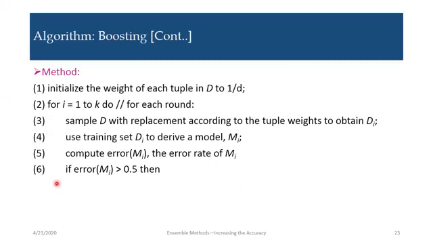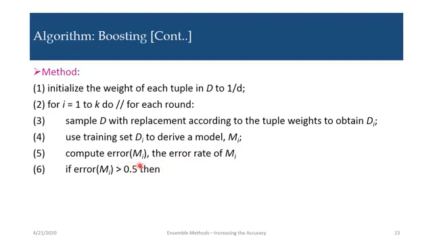Now the method for this algorithm is: initialize the weight for each tuple. As we covered initially, every data tuple in D is assigned an equal weight, that is 1/d. Then for i equals 1 to k, that is for each round, we do the following: sample D with replacement according to the tuple weights to obtain Di. Now use training set Di to derive the model Mi, the classifier model.